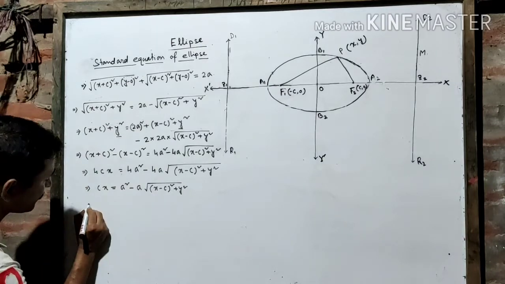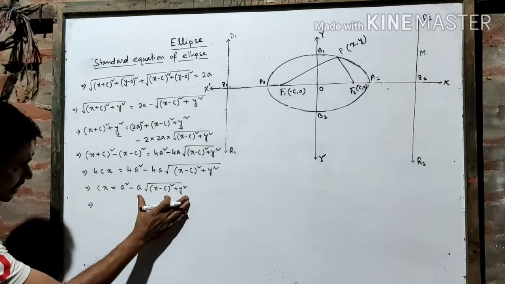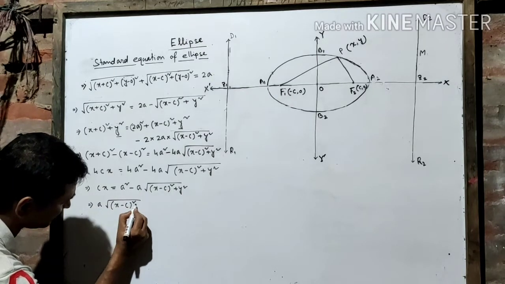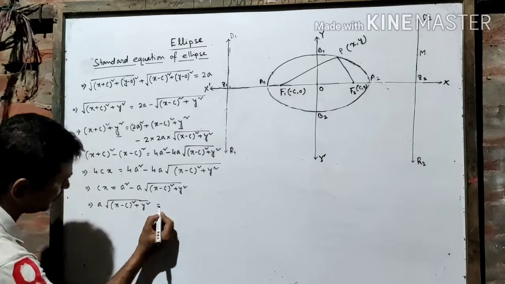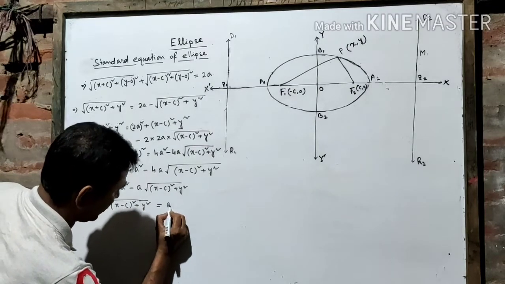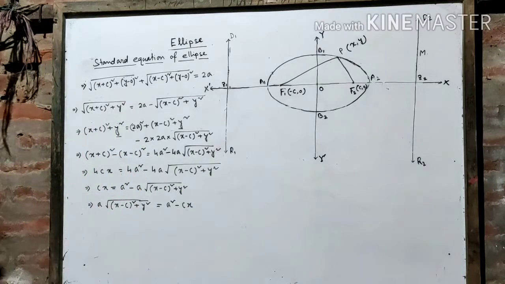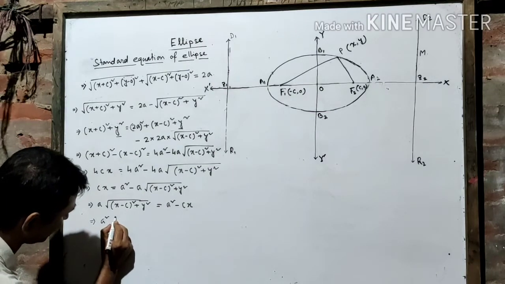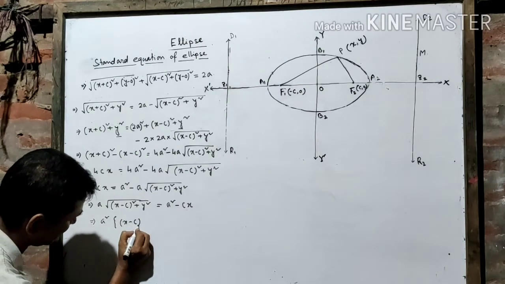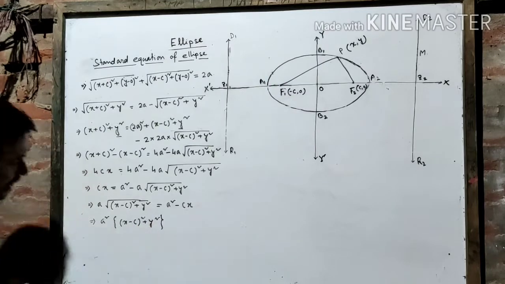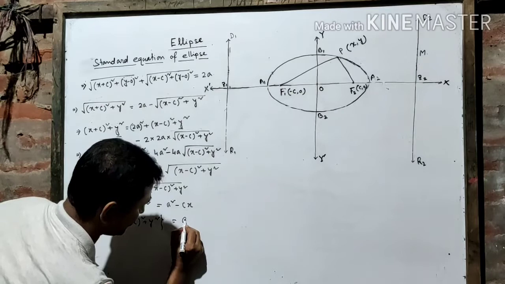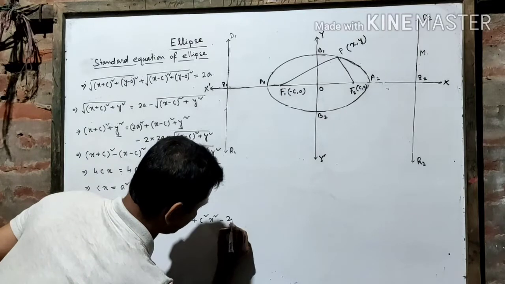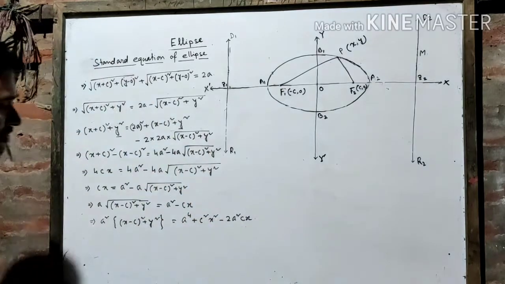Again on simplifying, we bring this quantity to the left hand side, so it will become positive and will be a into under root (x minus c) whole square plus y square. So this will be equal to a square minus cx. Again squaring both sides. So on squaring, this will become a square into ((x minus c) whole square plus y square) is equal to the square of this, which will be a to the power 4 plus c square x square minus 2a square cx.